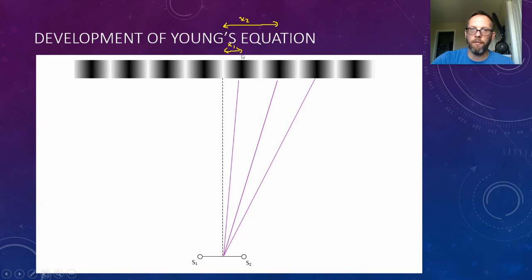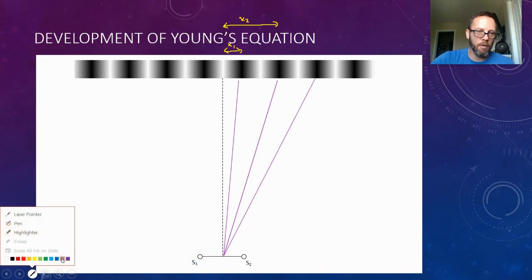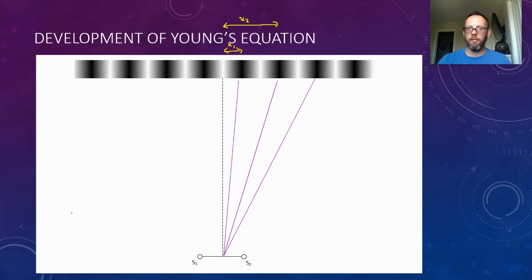X1 is the distance to the first one from center. X2 is the distance from the center to the second one, and so on and so forth. But something that's easier to measure is actually just the distance between the nodal lines. So right in here, I want you guys to label, we're going to call that delta x. Delta x. And in our diagram, delta x is the distance between fringes.